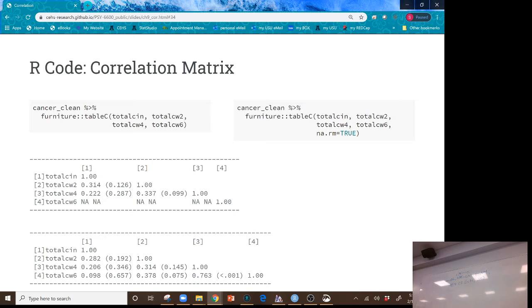So sometimes we want this, sometimes we want that. I just want to show you how you can do it. So if you get NAs in your correlation matrix, that tells you that you have missing data. And you might want to say na.rm equals true, but then it gives you these values, but it changes the other values because it is only on the subsample that has complete data.